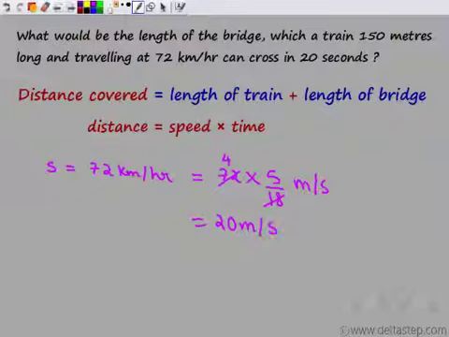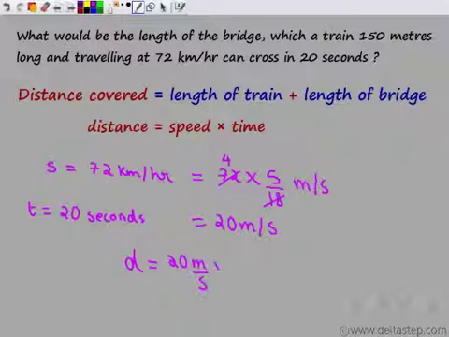So distance is speed into time. Speed is 20 meters per second and time is given to me as 20 seconds. So I can write distance D as speed, which is 20 meters per second, into time, which is 20 seconds. So this I get as 400 meters. That is, the distance covered by the train comes out to be 400 meters.